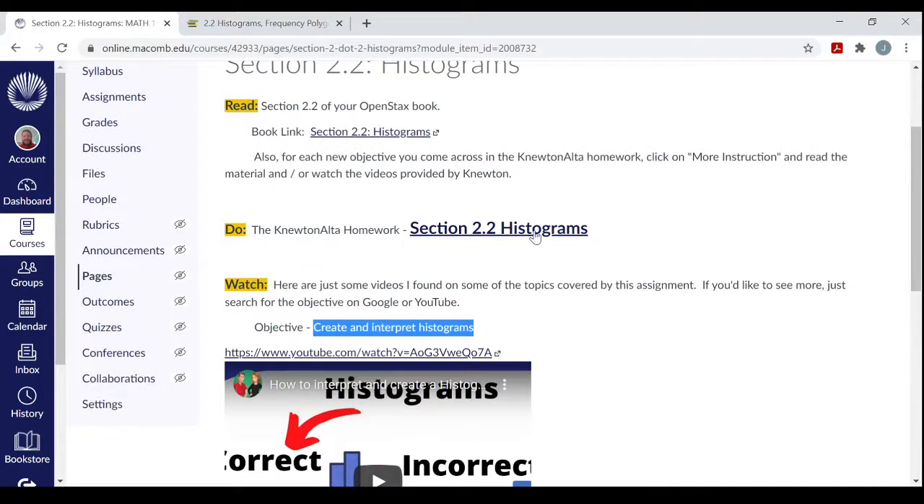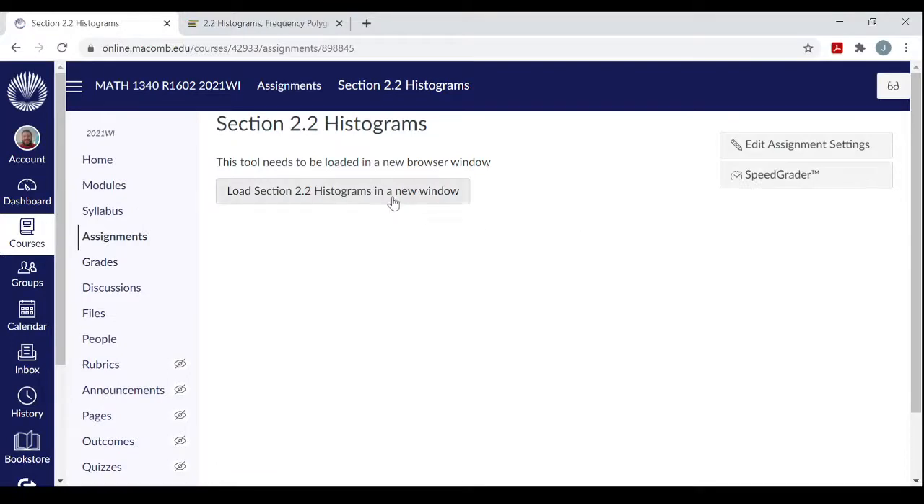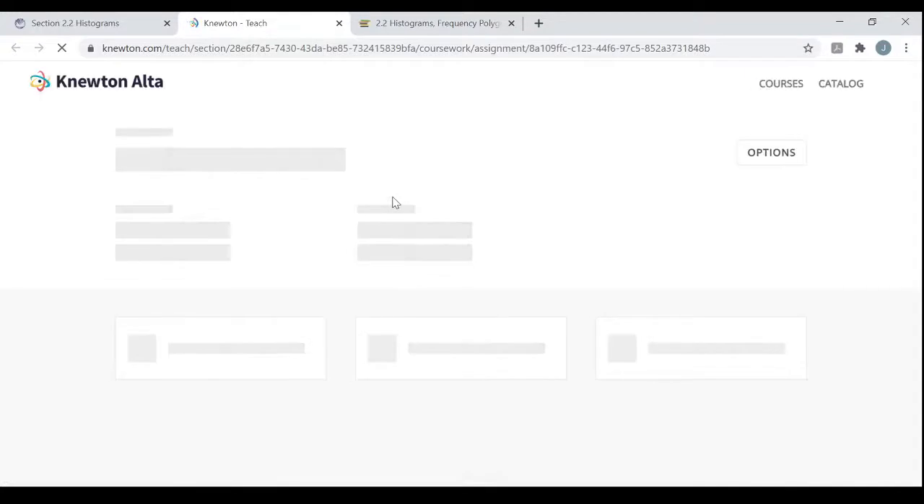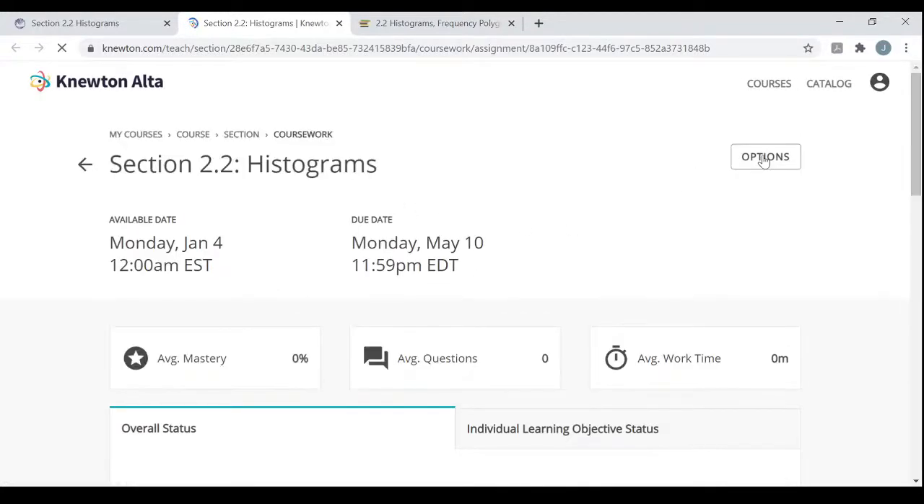All right, so I'm going to get into the homework. KnewtonAlta Section 2.2, Histograms. It's going to have you load it in a new window. Now I'm in teacher mode, right? So I'll show you what it looks like. I'll show you what you're going to see as a student. Just a second here. So, preview as student.